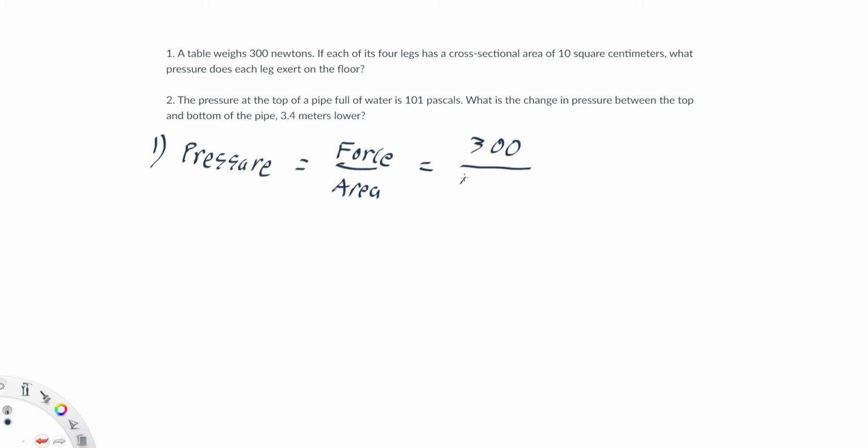The area, we have 4 legs, and each of those 4 legs has an area of, let's do a little side work here. So 10 square centimeters is how many square meters? It's not 100, it is 10,000. If there's 100 centimeters in 1 meter, that means there's 100 centimeters squared in a meter squared.